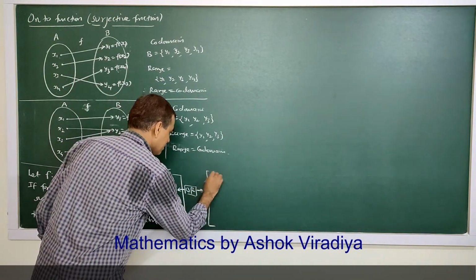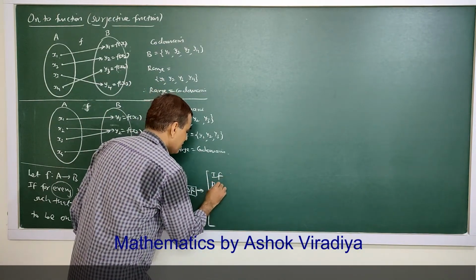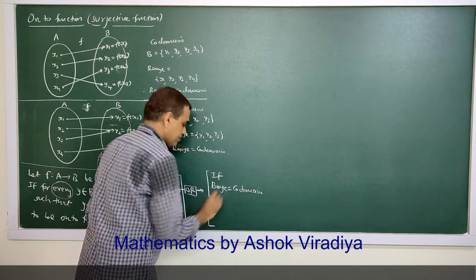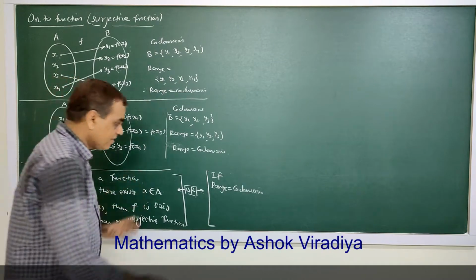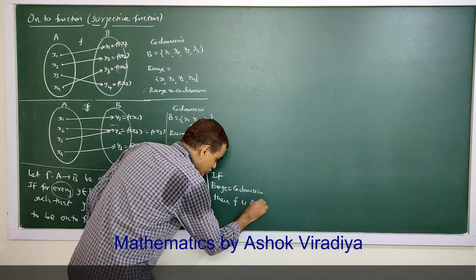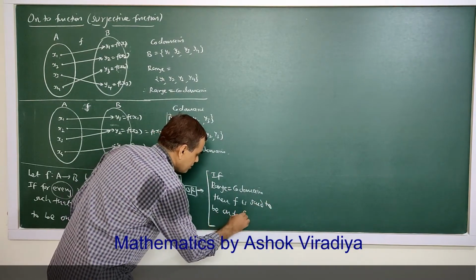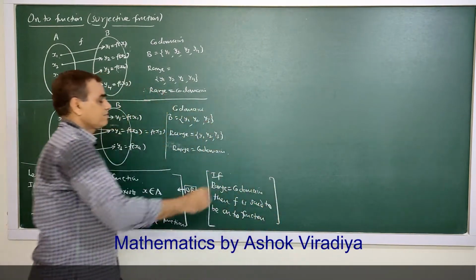If range equals codomain, then the function is said to be an onto function or surjective function.